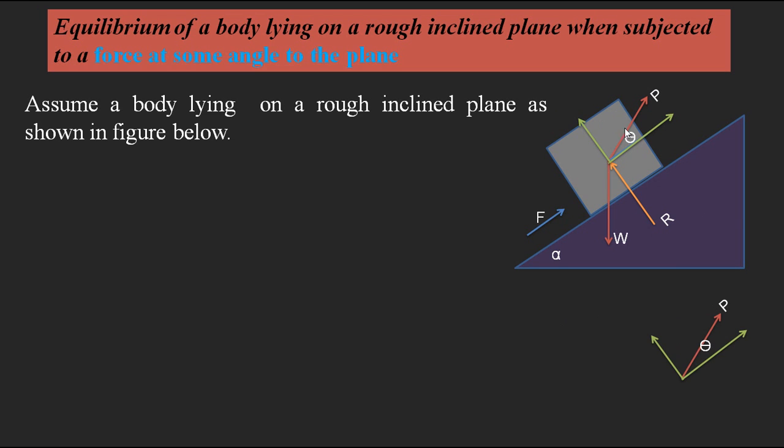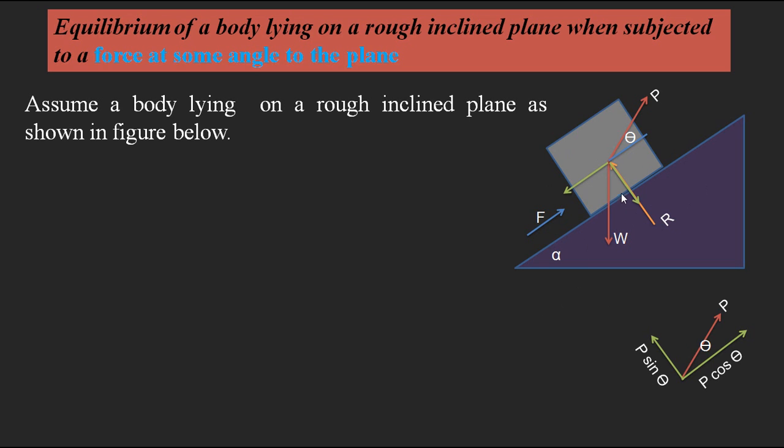Whatever components we have divided, I have represented here for convenience in the calculation. The component parallel to the inclined plane becomes P cos theta, and the component perpendicular to the inclined plane becomes P sin theta. These are the two components of P, along the plane and perpendicular to the plane. Next we go for resolving W. W acts exactly vertically downwards. This W can be resolved again into two directions: one perpendicular to the plane and another parallel to the plane, as shown in the figure.